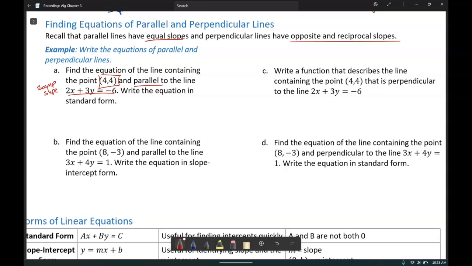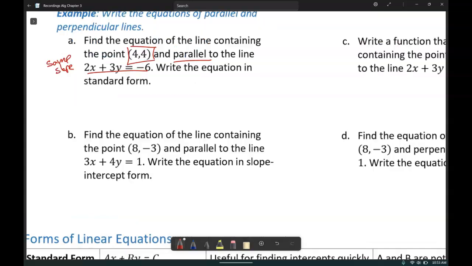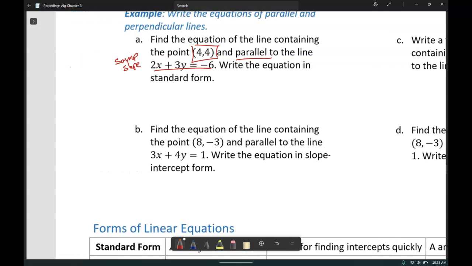So the only thing we need from that line is the slope. Well, the easiest way to get that is to put it in slope-intercept form. 2x plus 3y equals negative 6 can be rewritten, and our slope is negative 2/3.